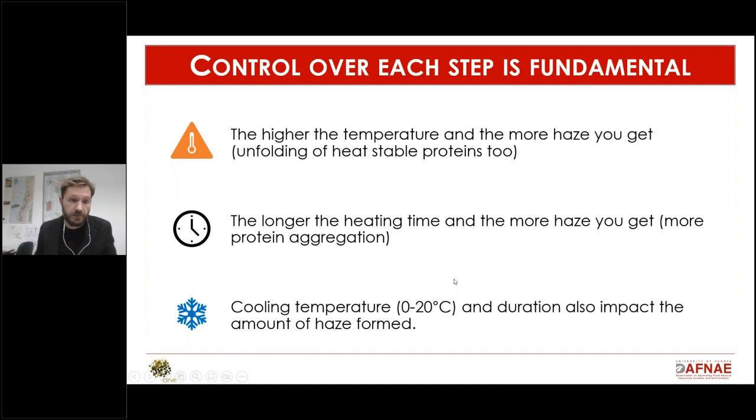If you let the wine cool for a long time after heating, the turbidity will increase and increase and increase, because the aggregation keeps going. It will change the speed, but it will keep going. So it's important to respect the right timing and the same time and the same temperature throughout.